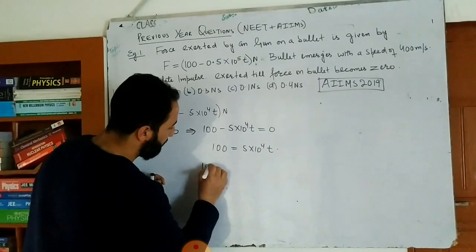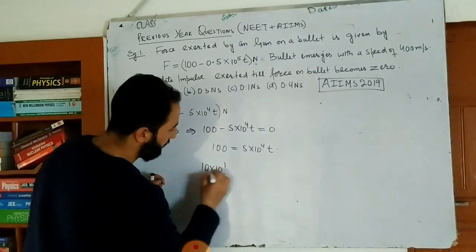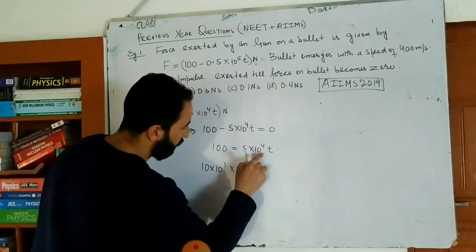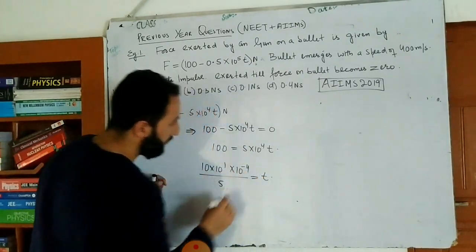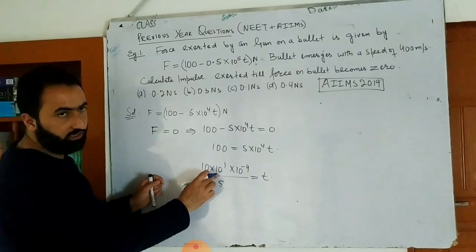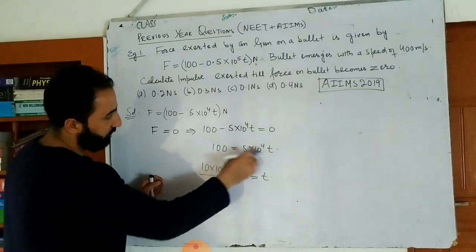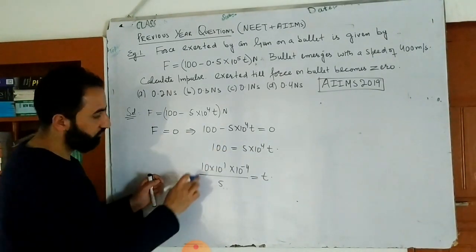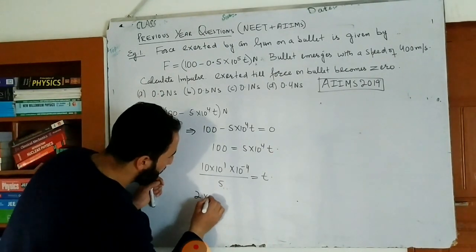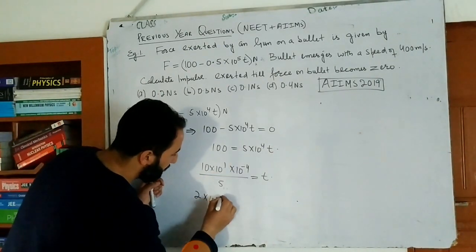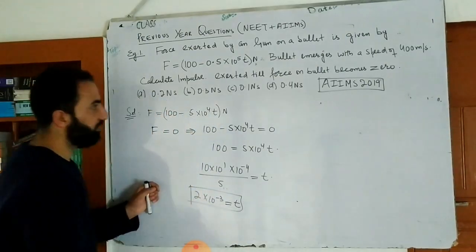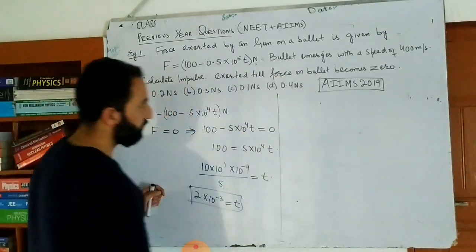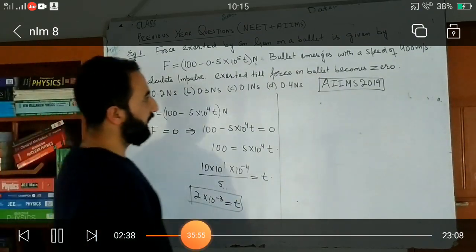This is 10 multiplied by 10 to the power 1, multiplied by 10 to the power minus 4, divided by 5, which is equal to t. Here it is 10 and 10 to the power 1, then 10 to the power minus 4, and here comes 5. So 10 by 5 is equal to 2 multiplied by 10 to the power 1 minus 4, that is minus 3. So this is equal to t. At this time the force will be equal to 0. Now how to calculate it? Let's do it like this.